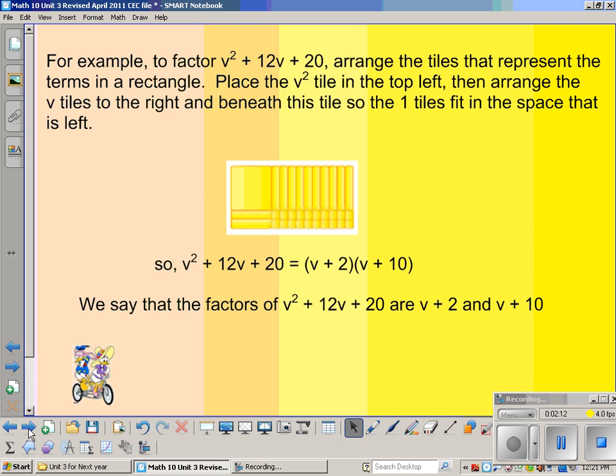So for example here, we now want to look at what the dimensions of each side are. We have a v tile, plus we've got 1, 2, 3, 4, 5, 6, 7, 8, 9, 10 1 tiles. So we have a dimension of v plus 10. Along the side, we have a dimension of v plus 2. So our factors are v plus 2, v plus 10. This is great for visualizing what it means to factor a polynomial. However, it only works when there are positive terms.